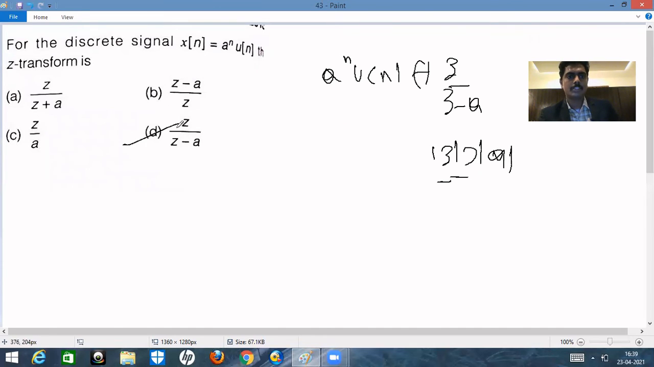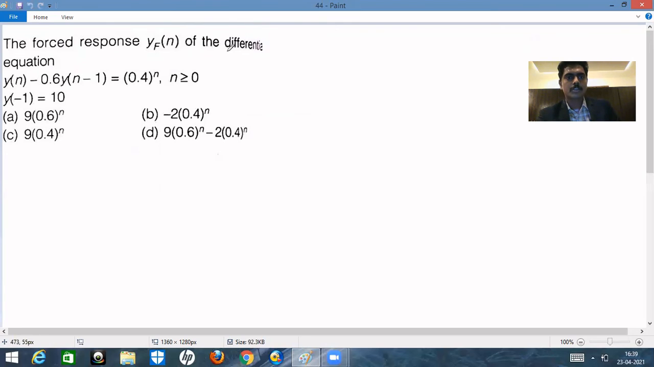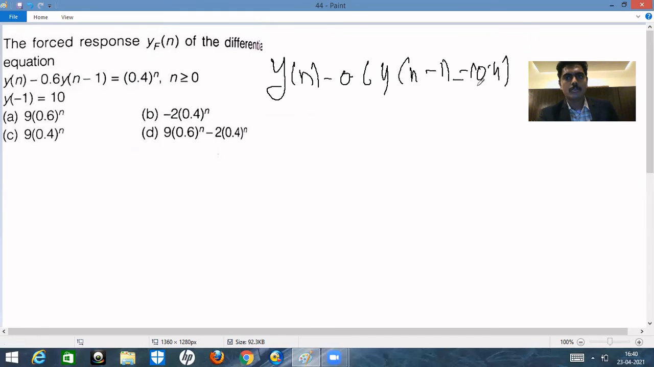Okay, so z upon z minus a, which is nothing but option D simply. Yeah, you can see this one. The forced response of the differential equation is dash, right? So we can say that y of n minus 0.6 into y of n minus 1 is equal to 0.4 whole power n, right? So we can easily find the response, right?